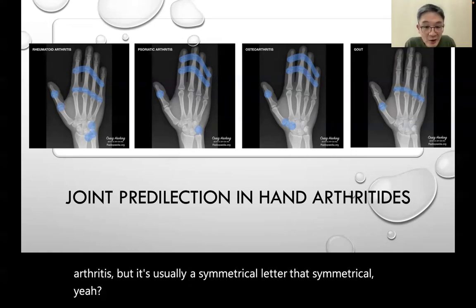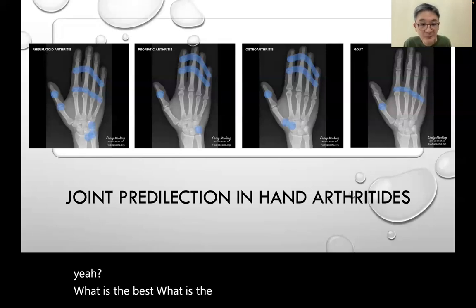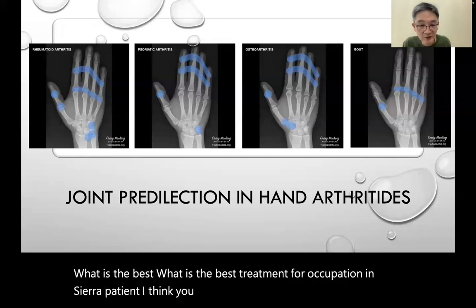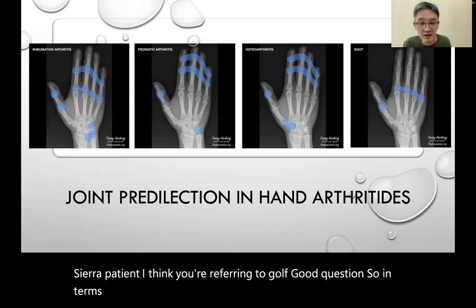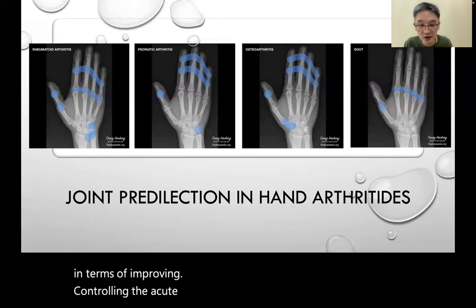What is the best treatment for acute pain in CRI patient? I think you are referring to gout. Good question. So in terms of controlling the acute pain during gout attack in chronic renal failure patient, okay, what are the three options?